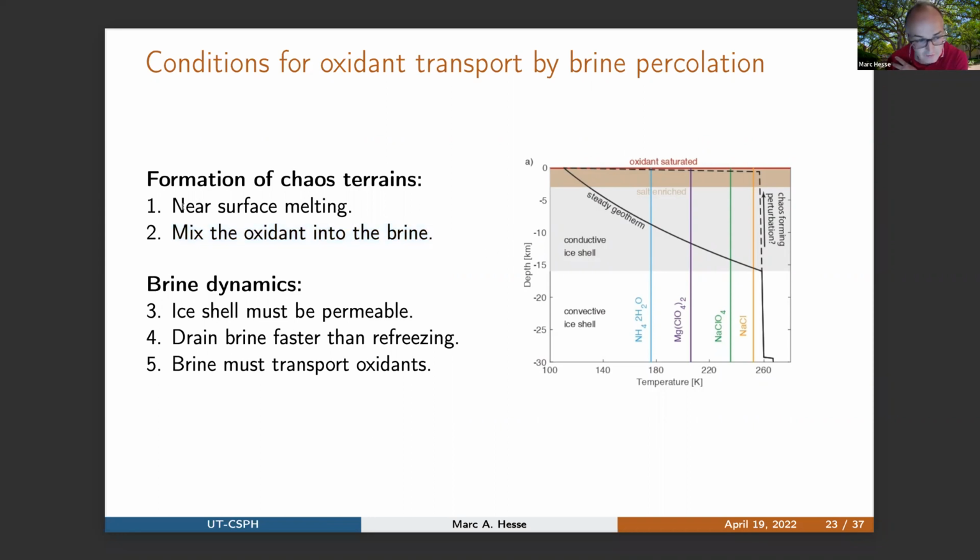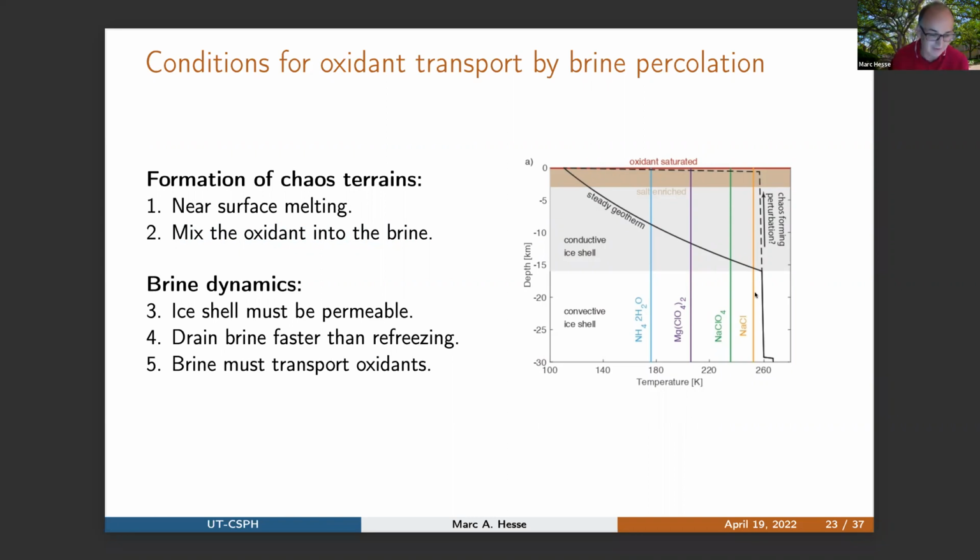But so if we assume for now that we somehow have near surface melting and that the oxidants are mixed into the brine, then we are now in the situation where I can start to help think about this. And the questions in terms of oxidant transport are two. Well, one is, is the ice permeable, right? Because if it's not permeable, well, then you can't percolate.